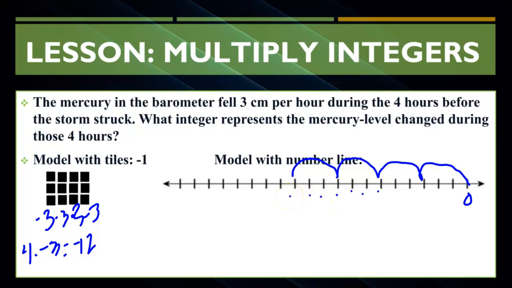Now showing the picture or doing a number line, that could take a little bit while. You should get used to doing 4 groups of -3, which will give you -12. So it'd be -12 centimeters that it changed.